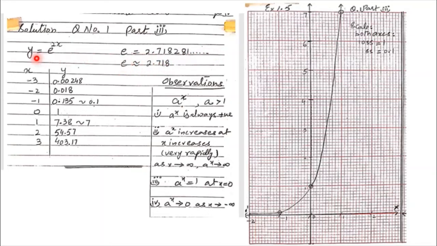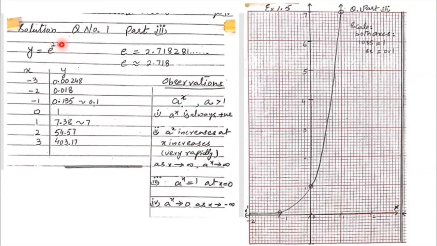And how will you make the data table? You will use these values. I have taken the values from -3 to 3, but I'm going to plot only these three values, -1, 0, and 1. You may write all these values, it's up to you. I have used my calculator to evaluate these.